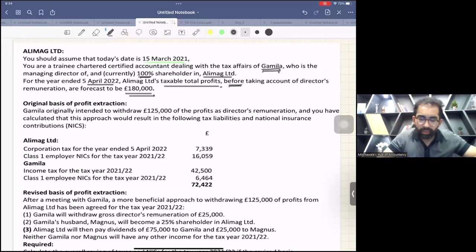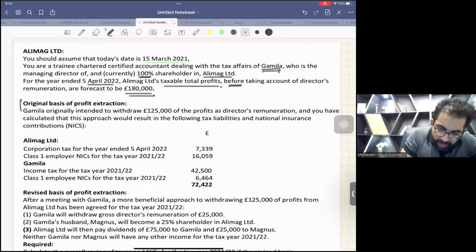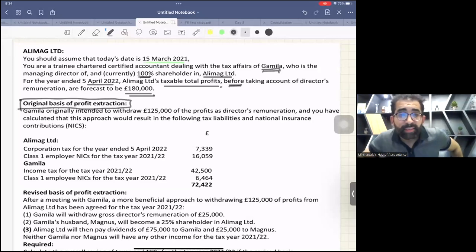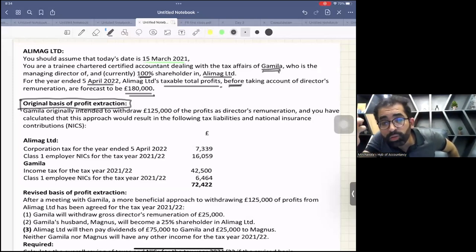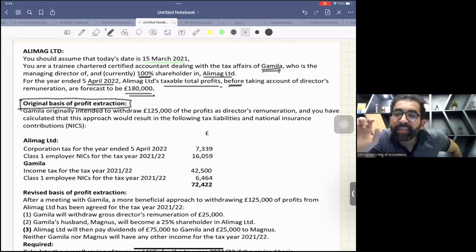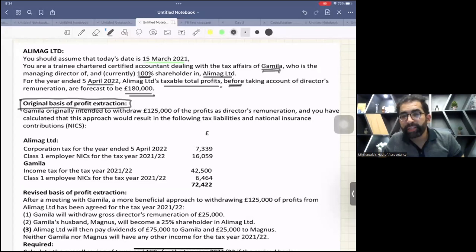Now, original basis of profit extraction. Listen, now the good news is they have already solved one package for you. They have given you one ready-made solved package. And now in this question, they will give you more packages and you have to work on those packages. And then finally, listen to me, then finally you will be comparing this package with the new package. And if you are getting less tax, then you will go for them, right? Okay, let's do it. Now, this is the first package which is already solved by the examiner.